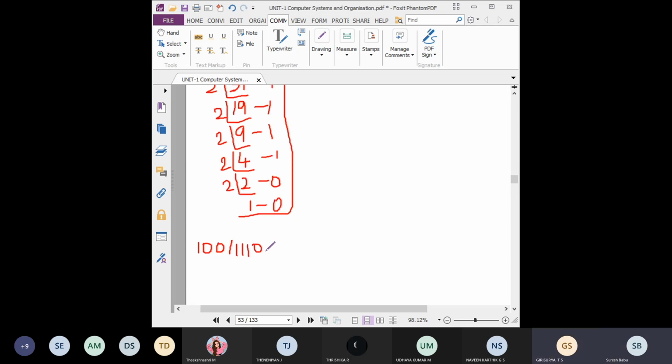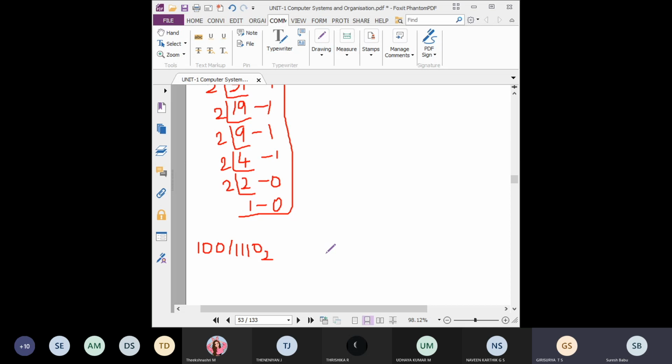Base 2 means definitely your numbers will be only 0 and 1. You can see the equivalent number is only zeros and ones. Students understood? Whatever the number, if you divide it by 2 you will definitely get remainders of zeros and ones. This is the procedure we are going to follow for converting into octal and hexadecimal.